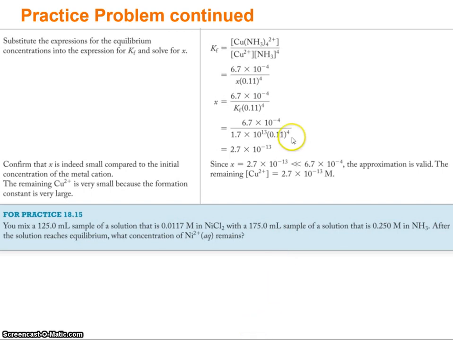So we're going to substitute the expressions for the equilibrium concentrations into Kf and solve. So products over reactants: Kf equals 6.7 times 10 to the minus 4 divided by X times 0.11 to the 4th power. Rearrange to solve for X: 6.7 times 10 to the minus 4 divided by Kf times 0.11 to the 4th. We end up with X equal to 2.7 times 10 to the minus 13, which is way, way smaller than 6.7 times 10 to the minus 4. The approximation is valid. The remaining copper concentration is 2.7 times 10 to the minus 13.